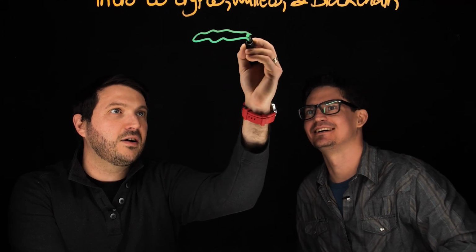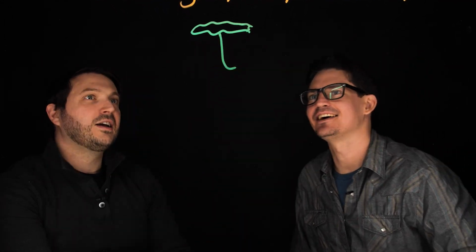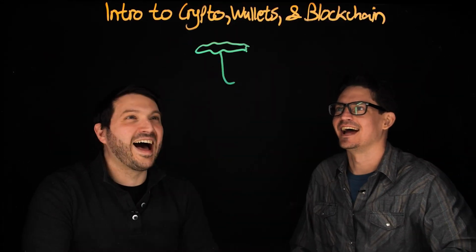Dylan, crypto, what the heck is this thing? Well, we have three things and they're all part of the same umbrella. Should we make like a little umbrella, like with the little hanger? There we go.